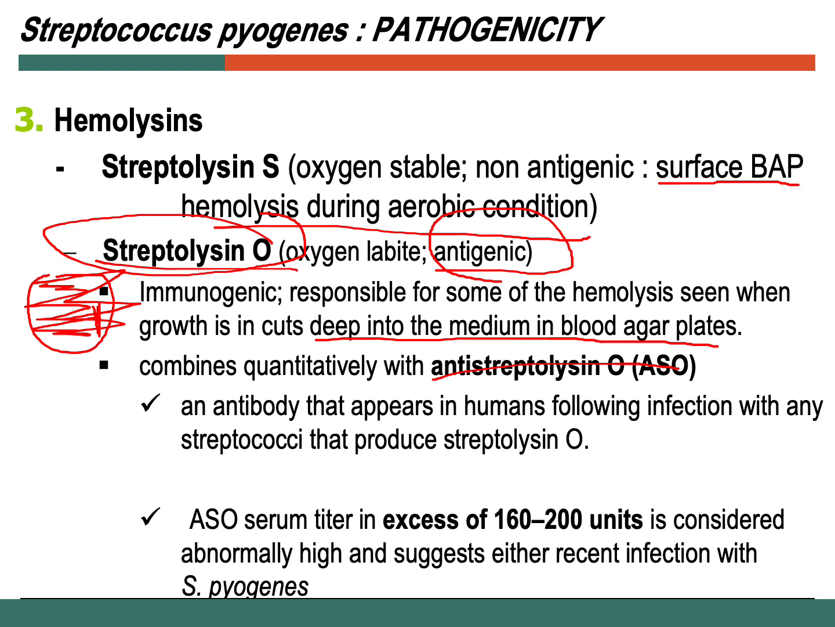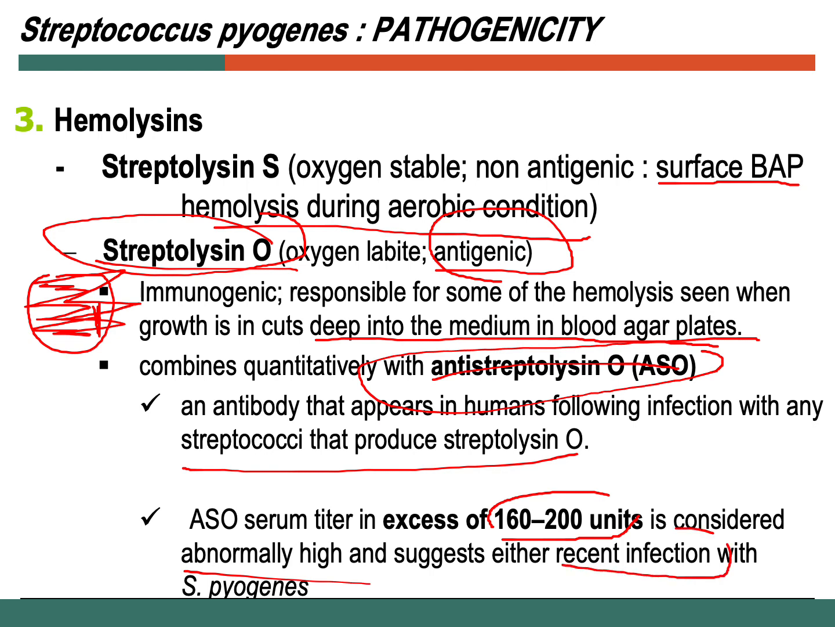So, ASO. This is an antibody that appears in humans following infection with any Streptococcus that produces streptolysin O. Okay? So, ASO titer is usually used to detect whether that particular person is infected with GAS or your Streptococcus pyogenes. Okay? So, take note that a serum titer in excess of 160 to 200 units is considered abnormally high and suggests a recent infection with Streptococcus pyogenes.